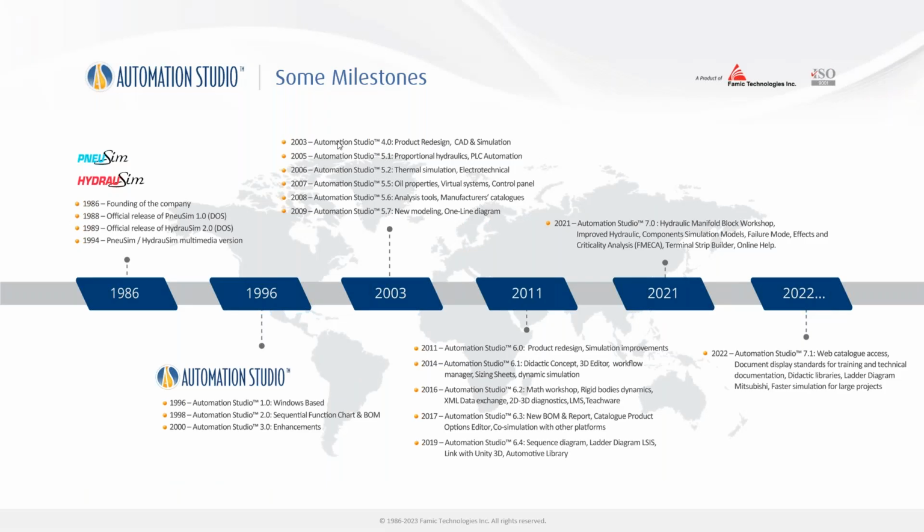These are some of our milestones. When we started our product in 1986, we were known as NewSIM, then HydroSIM. Then we kept on adding new features based on the technology and the requirements of clients and customers. We kept on upgrading our software. Currently we are using Automation Studio 7.1, and mostly by next month we will be updating to Automation Studio 8, in which we have added a few more features.